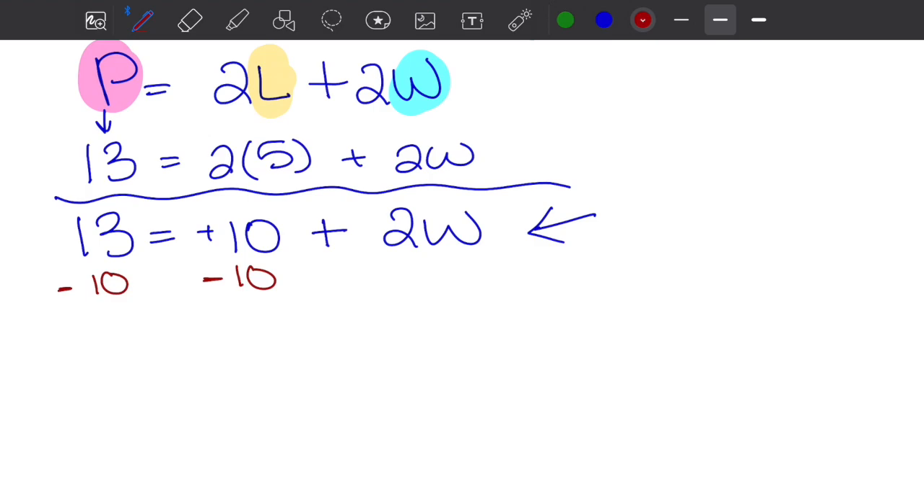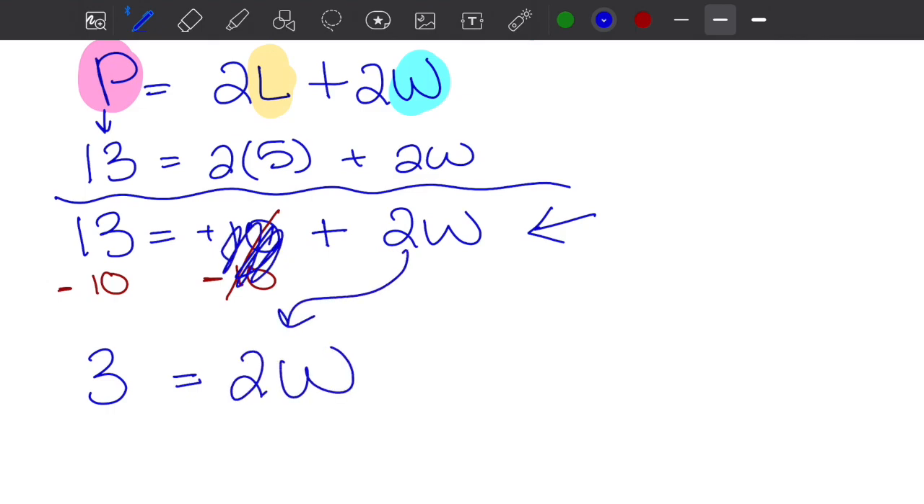So 10 minus 10 is 0. 13 minus 10 is 3. I'm going to write that in blue because I am color coding this. So 3 equals, this is 0, it's gone, 2W, because this comes down. If you like, you can always put a squiggly line where the equal signs are so that you know where to subtract and where to add and where to divide.